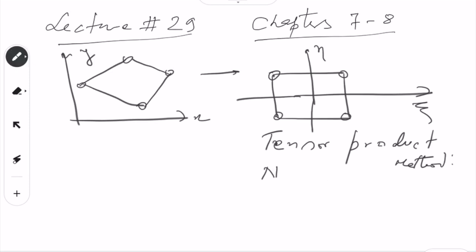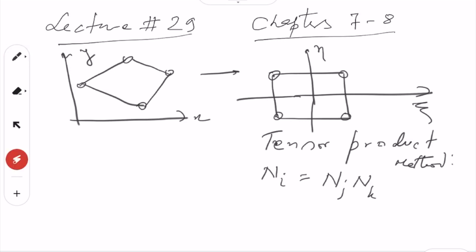So Ni you can define as Nj multiplied by Nk, something like this. What is the meaning of that? Instead of saying Ni, we can say Ni equals Nj times Nk basically.